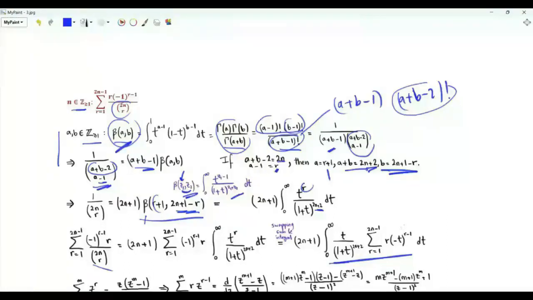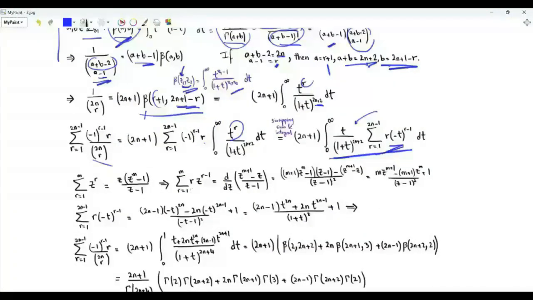After changing the order of integration and summation, the summand is r times minus t to the r minus 1. Outside the summation, we have t, because we originally have t to the r, divided by 1 plus t to the power 2n plus 2. What is the summation? r from 1 to m, r times z to the r minus 1. We can start from this finite geometric series. To obtain this sum, we differentiate both sides with respect to z. So this summation is the derivative of this function of z. We get this result here.